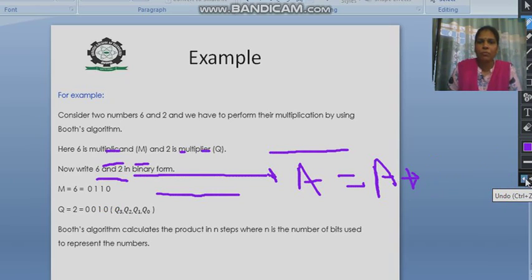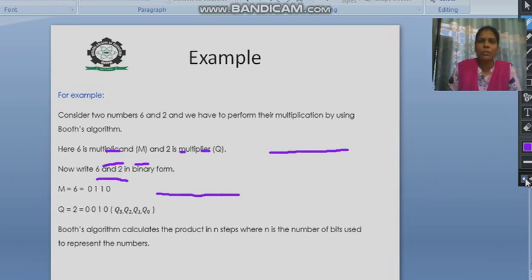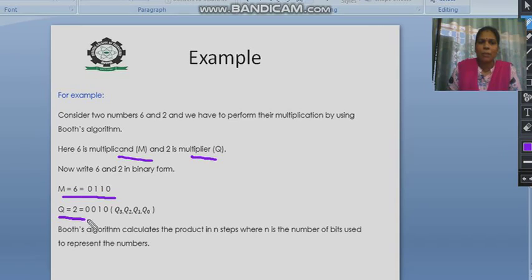So we are considering two numbers, 6 and 2 here. 6 is the multiplicand and 2 is the multiplier, and 6 and 2 are signed binary numbers, means we are considering the sign. 6 is a positive number and 2 is a positive number. So 6 is the multiplicand, that is M, and 2 is the multiplier, that is Q. This is the binary form of 6, that is 0, 1, 1, 0, and this is the binary form of 2, that is 0, 0, 1, 0.